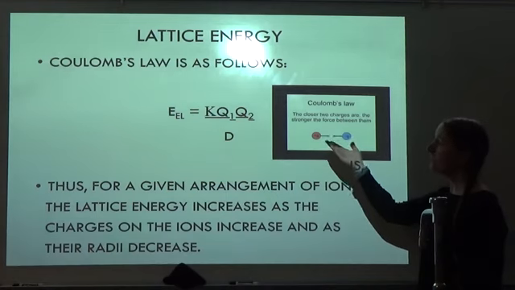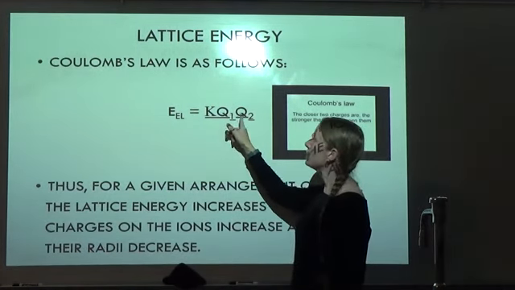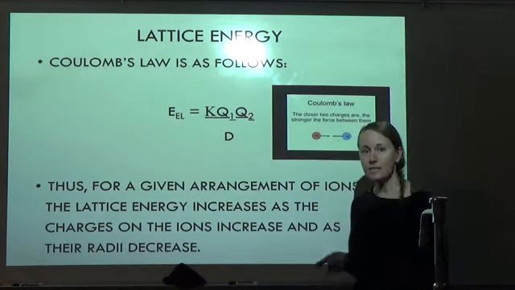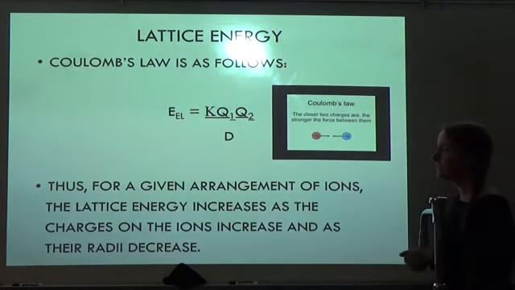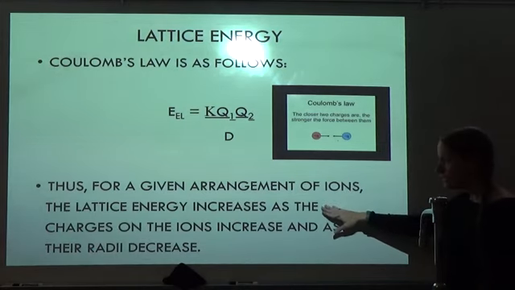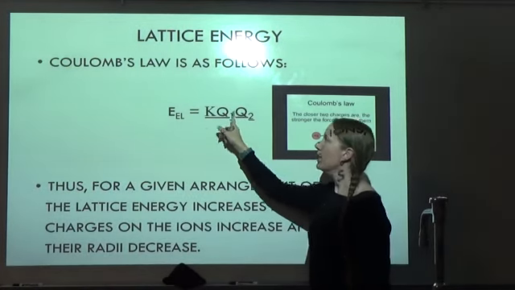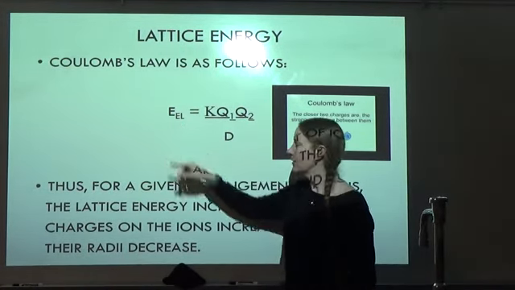So Coulomb's law is as follows. So we looked at this before. So remember, your Q's are your charges and your D is your distance between the two ions. So thus, for a given arrangement of ions, the lattice energy increases as the charges increase. So if I increase these numbers, that will make my energy increase.